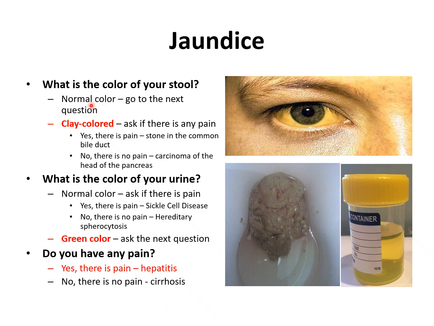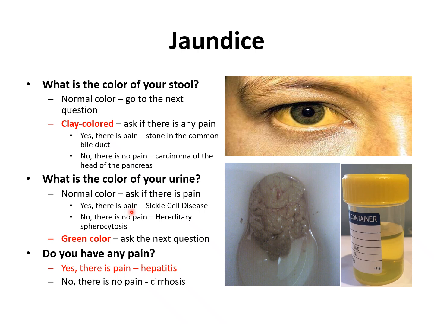As I said, if the answer to the first question, what's the color of your stool, is normal brown color, you go to the next question, which is what's the color of your urine? If the urine color is normal, then you know it is prehepatic jaundice. And then the third question you're going to ask is, is there any pain?